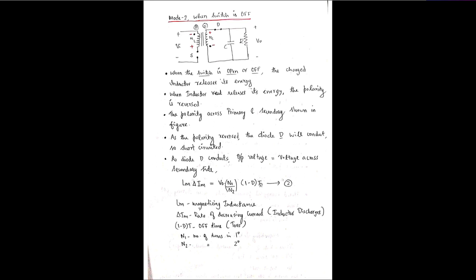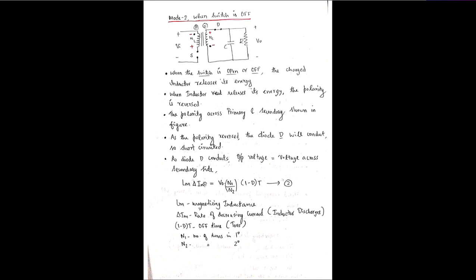We have already seen in the buck-boost, buck converter and boost converter how it is coming. So Lm into delta ILm is equal to V0 into N1 by N2, the voltage across the secondary side, into 1 minus D into T. 1 minus D into T means T off. T off we can write as 1 minus D into T. So this is equation number 2.